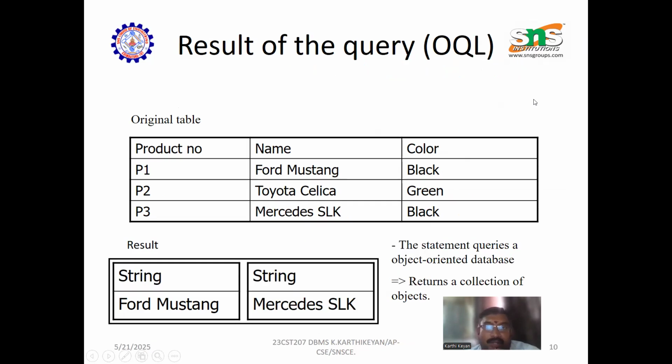So, the result of the OQL query. The original table has product name and color: P1 Ford Mustang, color black; P2 Toyota Silica, green; P3 Mercedes SLK, black. The result is a string: Ford Mustang, Mustang, Mercedes SLK. The color result returns a collection of objects, which is the same, but the values of the colors are totally different.